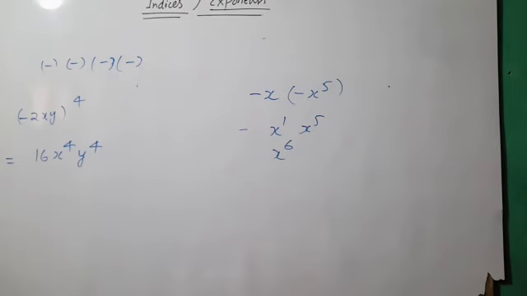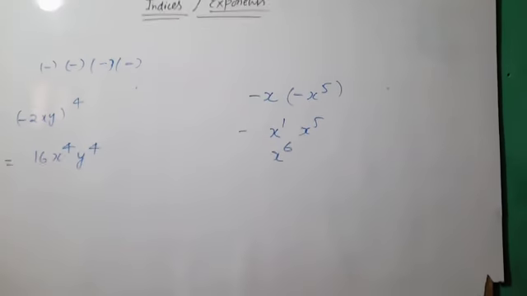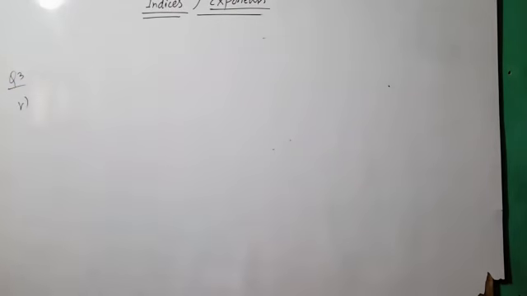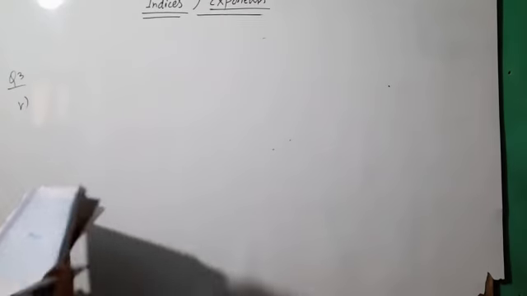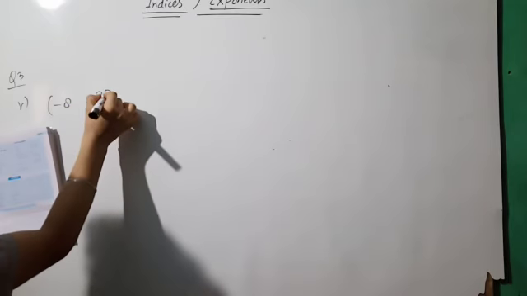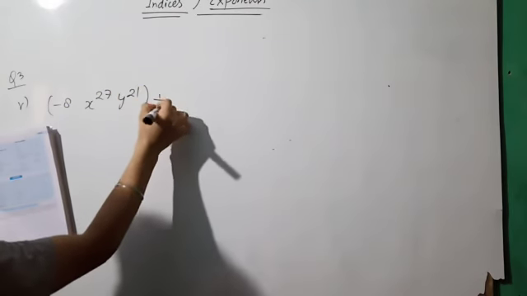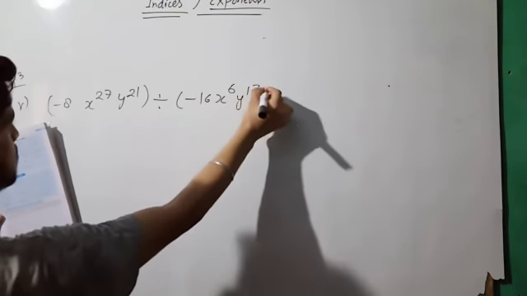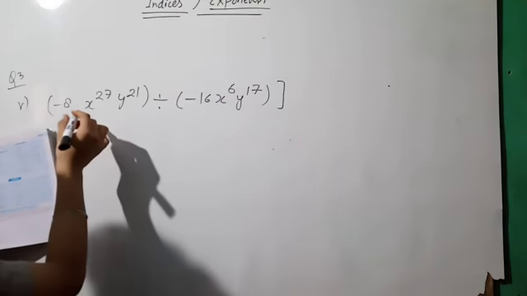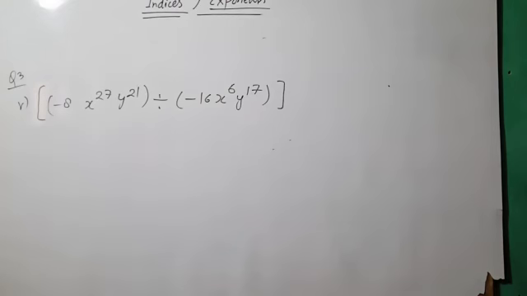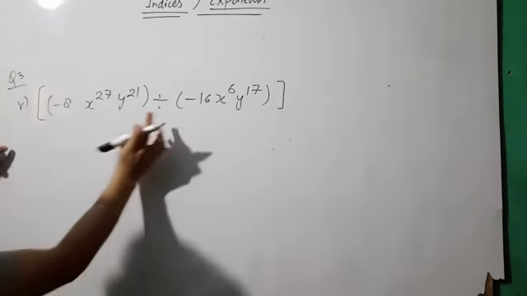So we will discuss the fifth part. Question number 3, fifth part: (minus 8 x to the power 27 y to the power 21) divided by (minus 16 x to the power 6 y to the power 17). The bracket is actually incomplete, so you have to add one bracket here. Now the question is this.